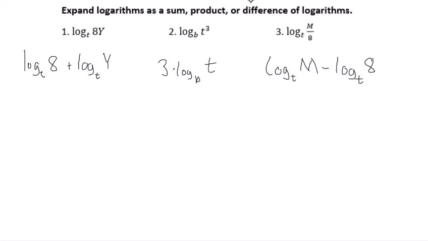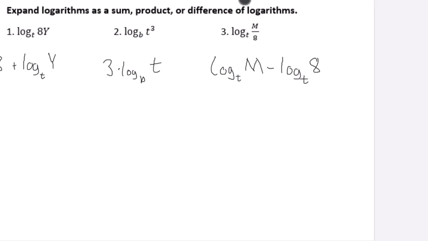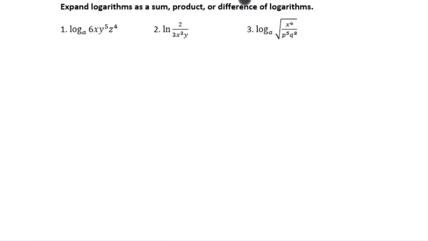And so these are using either the sum, product, or difference of logs to write them all out. Most of the time, you're not going to have one that's just one step like this. It will be a combination of them. So let's look at some more like that. All right. So here we have log base a of 6 times x times y to the 5th times z to the 4th.